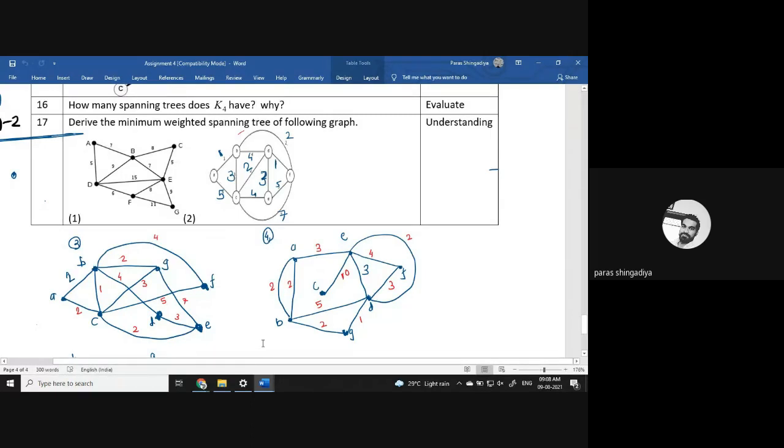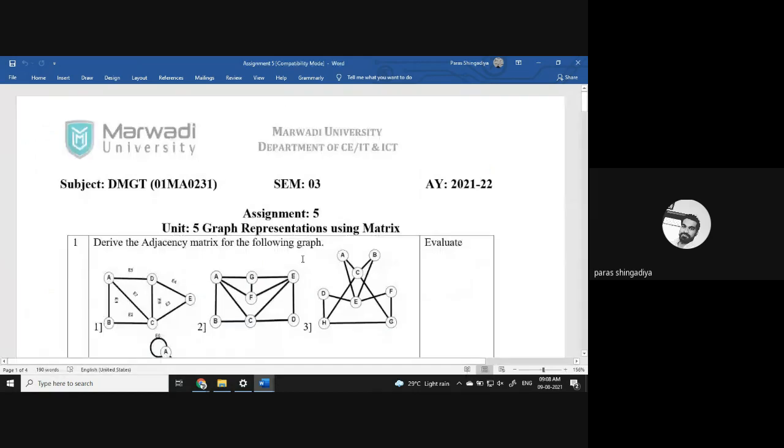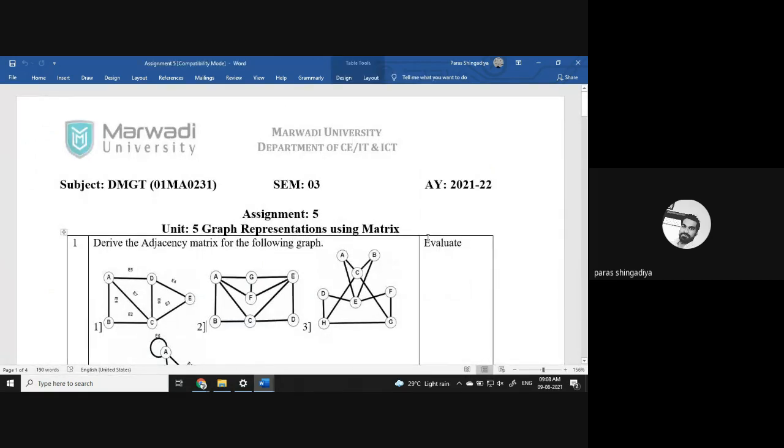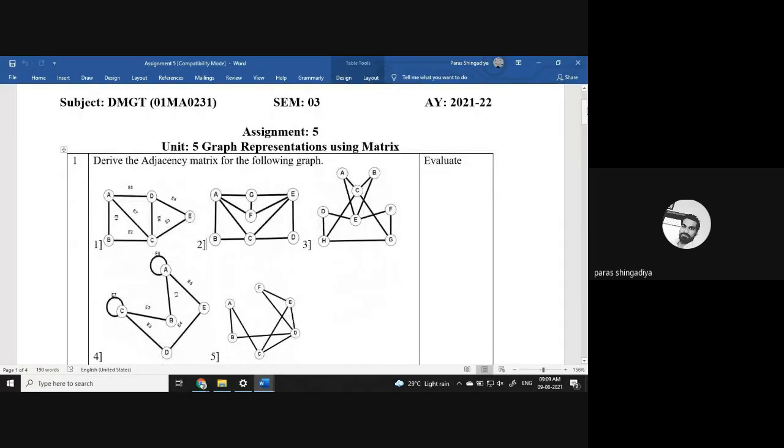Okay, and now today we'll start the next assignment, assignment number 5. That is unit number 5 questions. That topic we have already finished in the lecture. So let's start solving this type of questions. Question number 1: derive the adjacency matrix of the following graph.